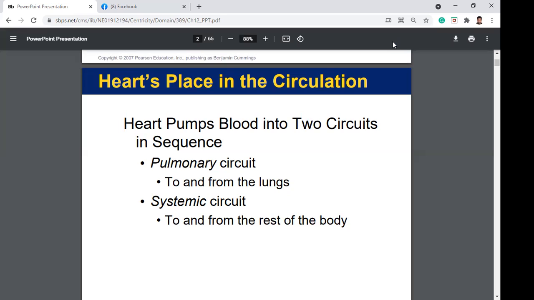Now, which of these two circuits is longer? The systemic, because it goes to the other parts of the body, and the pulmonary only goes to the lungs. To the lungs. Okay, very good.